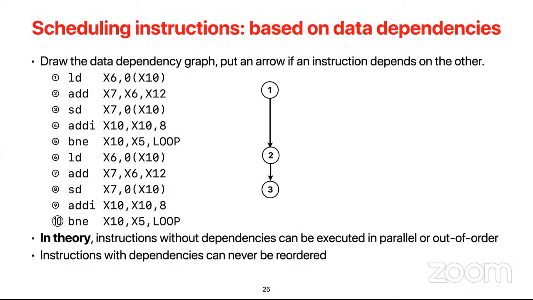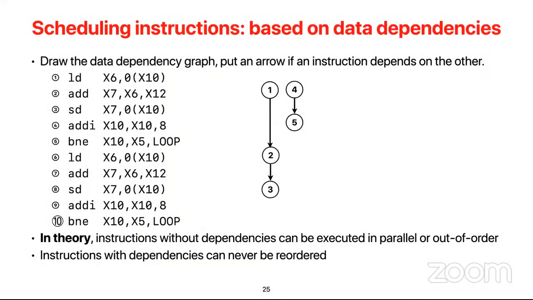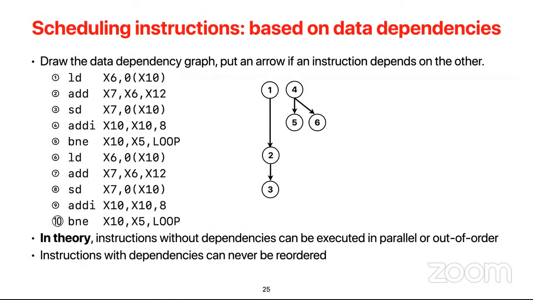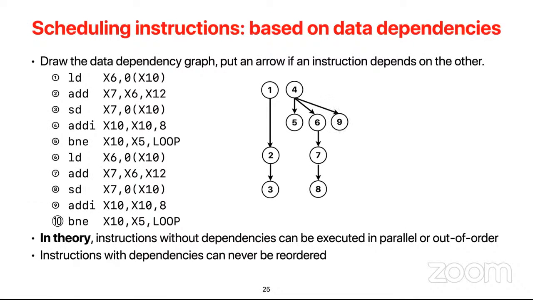Instruction 4 does not depend on anything from 1, 2, 3. Instead, it generates the output for 5, so 4 and 5 have an arrow. For 6, it depends on the output of 4, and for 7 it depends on the output of 6, and for 8 it depends on the output of 7, and again for 9 it depends on the output of 4, and for 10 it depends on the output of 9.